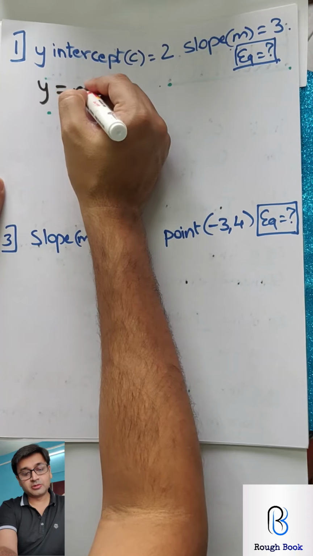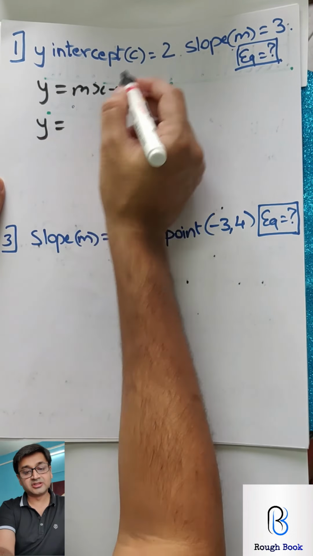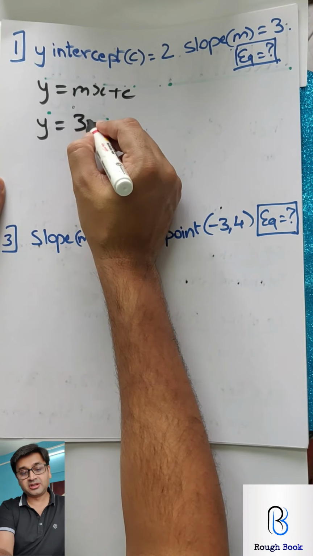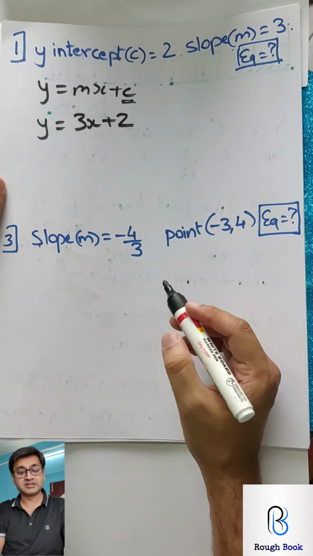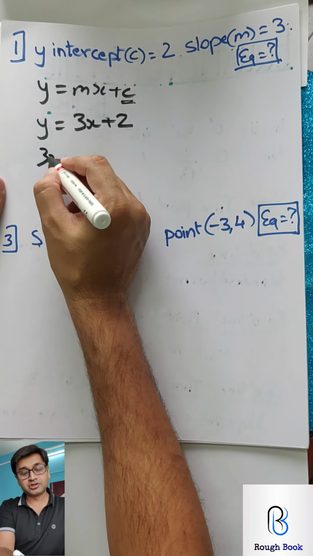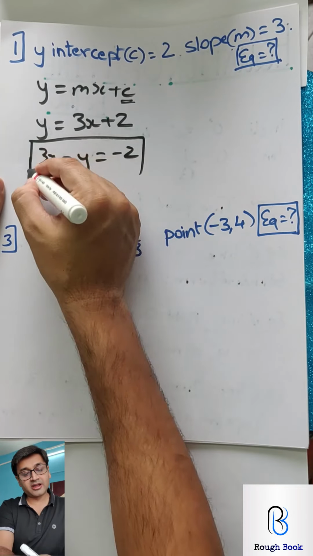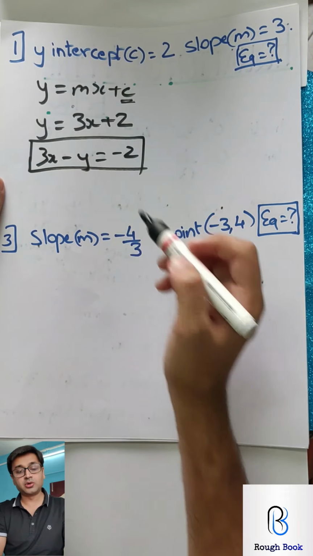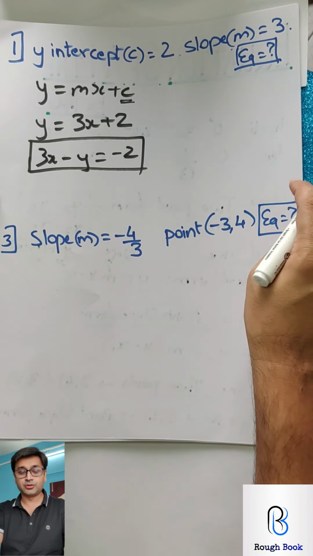So y = mx + c. Y is not this y. This is the y-intercept. m is 3 and c is 2. The y-intercept is this alphabet c, remember. So you got your equation 3x - y - 2 = 0. Try always writing it as x, y on one side, equal to a number. That's one of the better methods to present your equation.